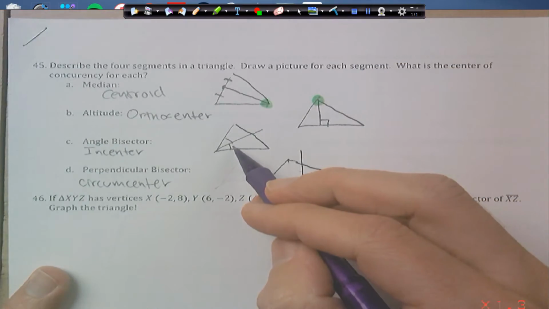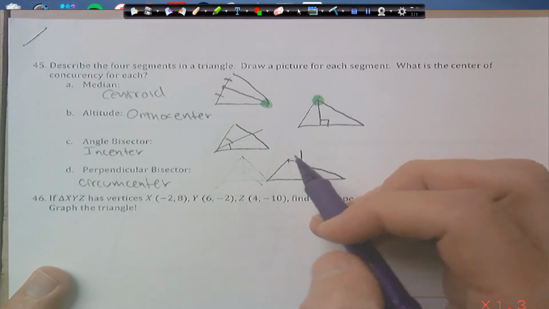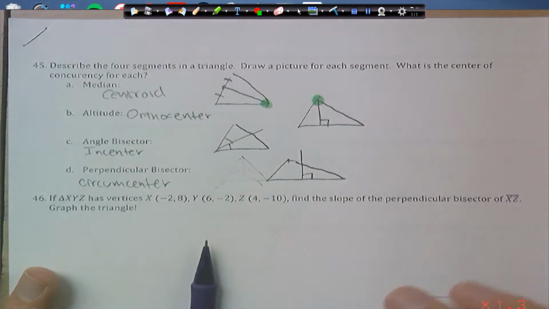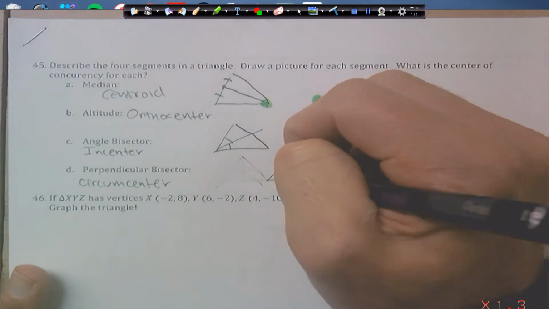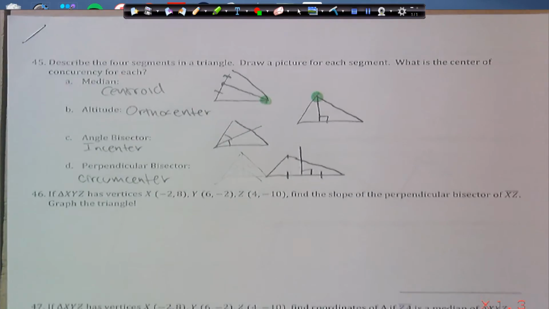An angle bisector simply cuts the angle in half. It doesn't have to hit in the middle or anything like that. And the perpendicular bisector doesn't have to go through a vertex at all, but it has to hit the middle, and it has to hit it perpendicular. Okay? So there you go.